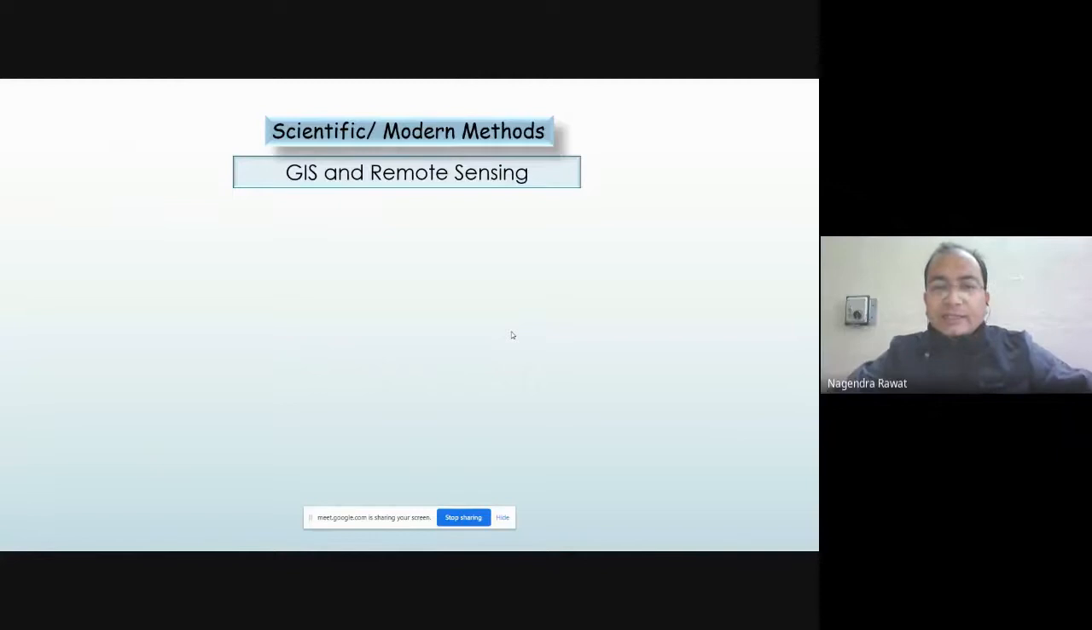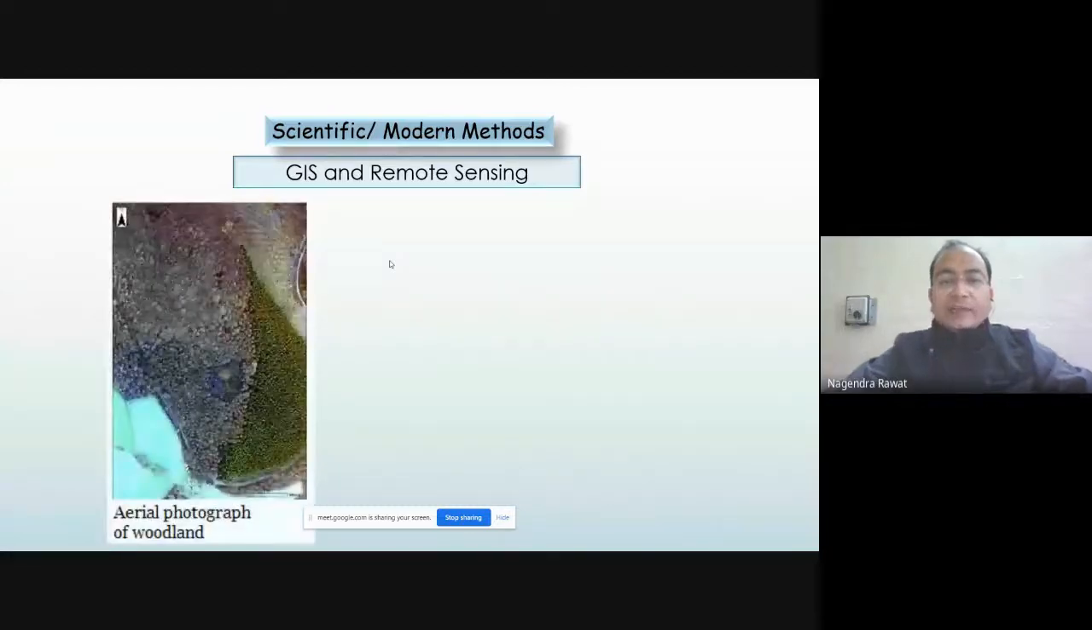Next, and most important, most archaeological researchers are using these two terms in their research: GIS and remote sensing. These are not directly related to archaeology, but these two tools are being used in archaeological exploration nowadays. I will come to what GIS is and what remote sensing is.